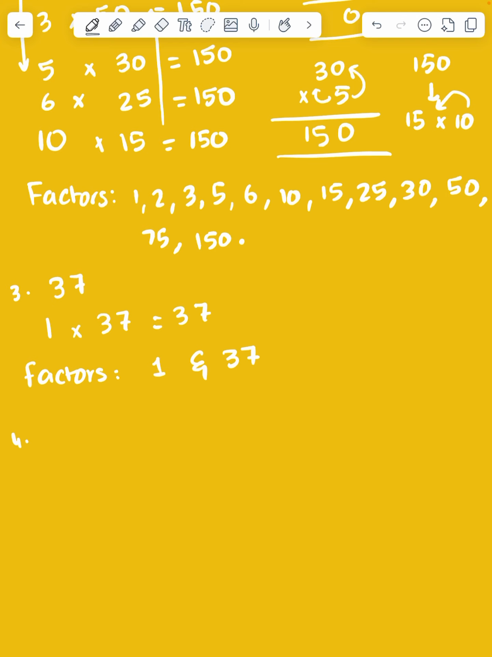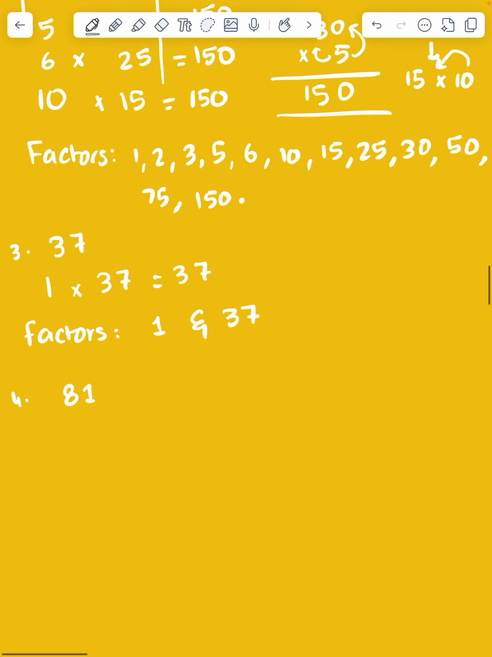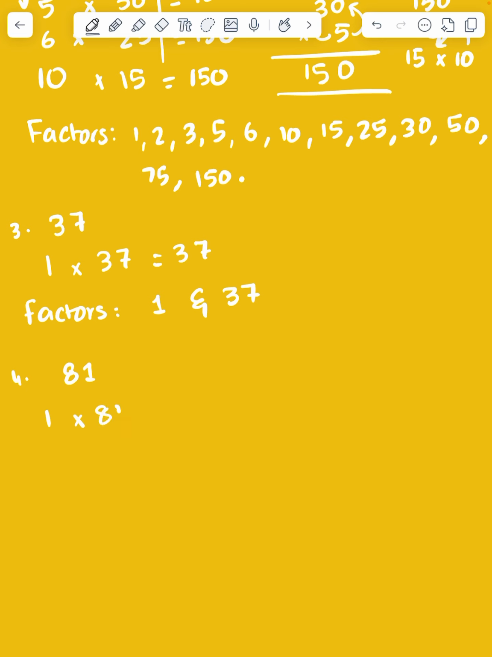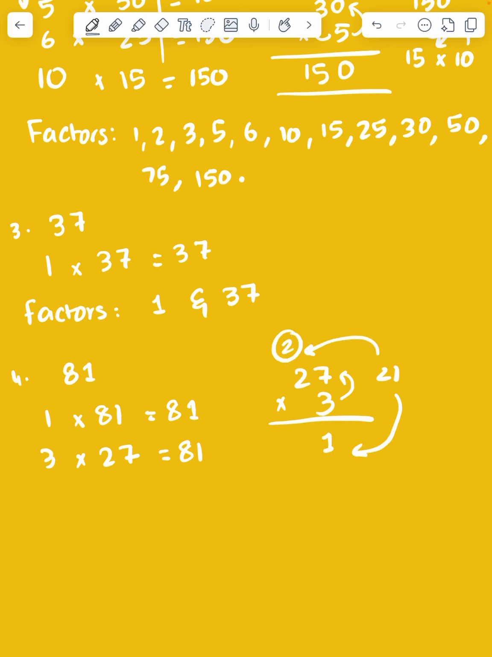Last example, let's say you're asked 81. 1 times 81 is 81. 3 times 27 is 81. You can multiply 3 by 27. 3 times 7 is 21. 1 goes here, 2 goes on the top. 2 times 3 is 6. 6 plus 2 is 8. 81. 9 times 9 is 81.